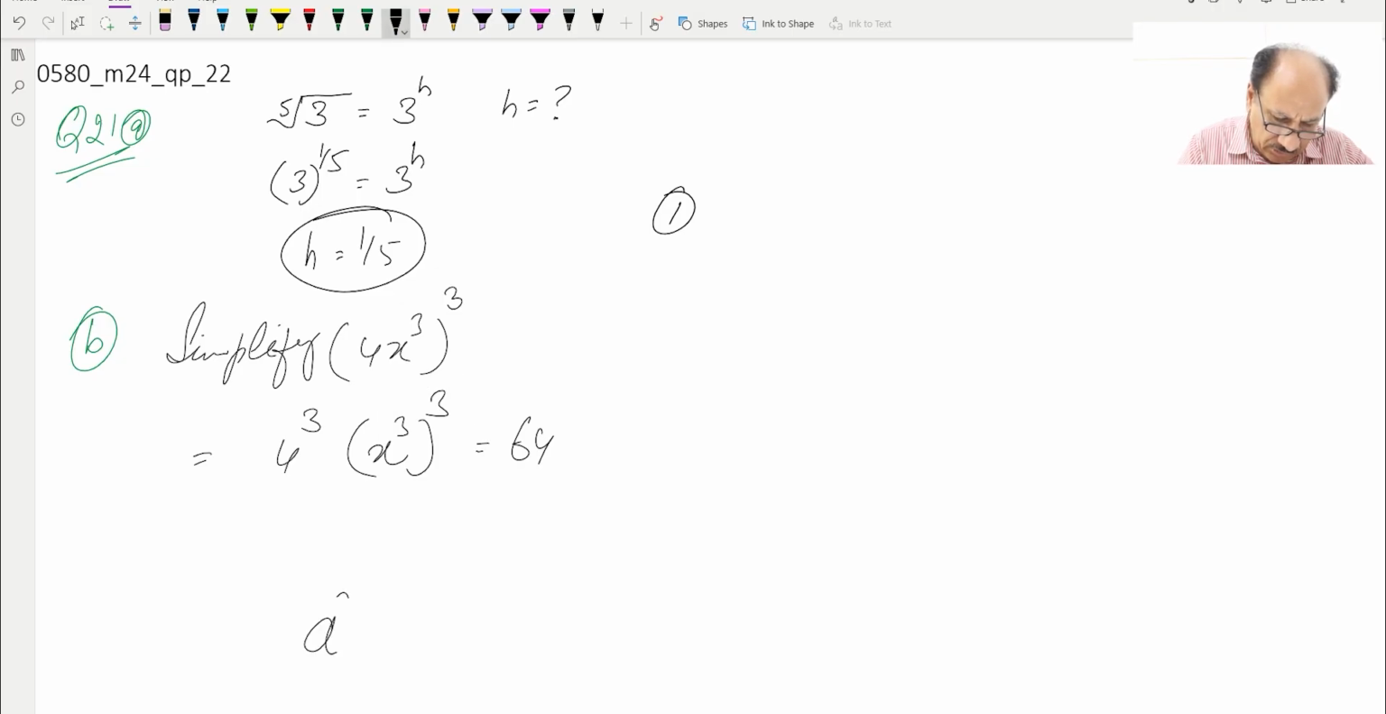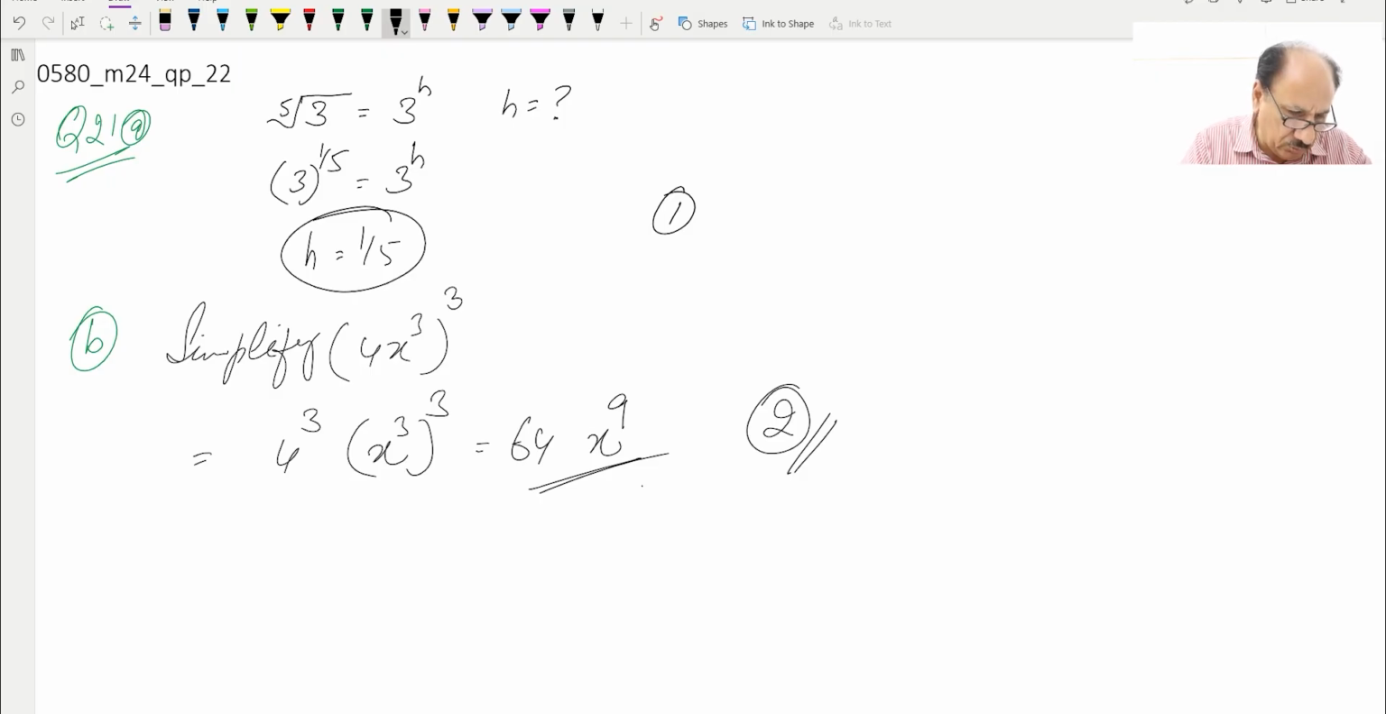Which rule? A raised to the power m, whole raised to the power n. These two will be multiplying, and it is a raised to the power mn. So this is the indices rule which we are applying over here, and we are getting x raised to the power 3 into 3, which is 9, and this will be our final answer for 2 marks. This is done, a 2 marks question. It was very simple and straightforward.